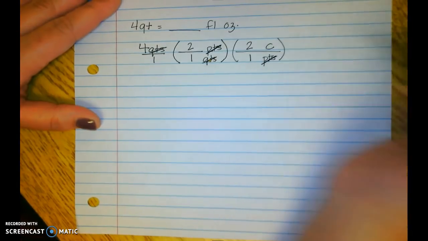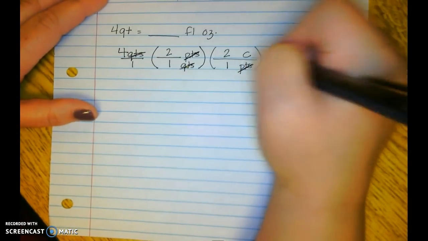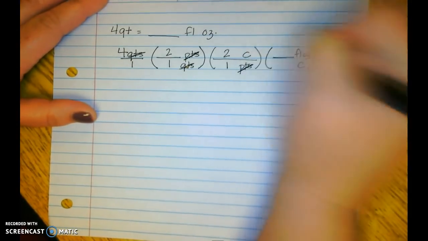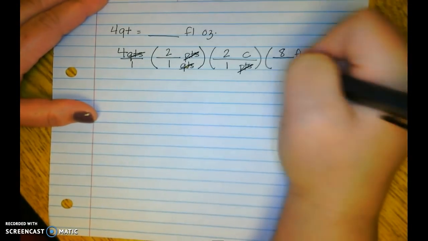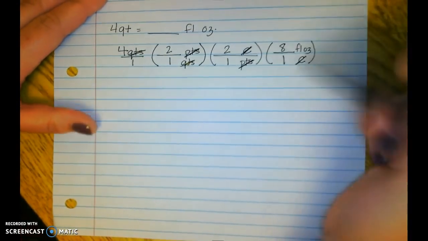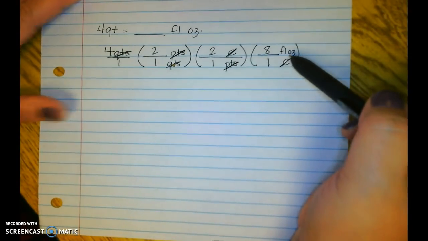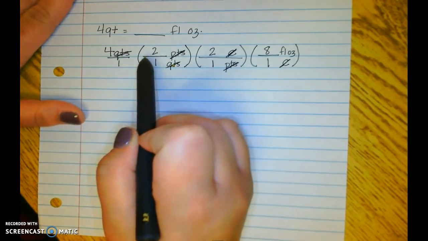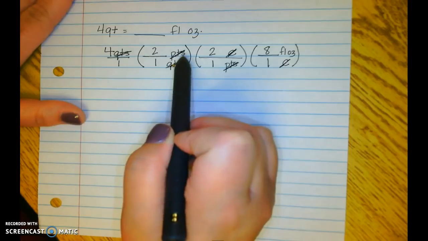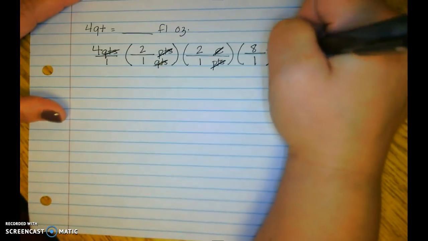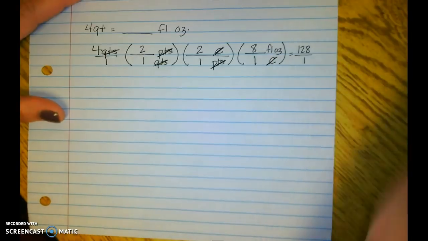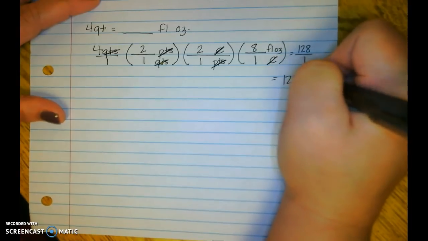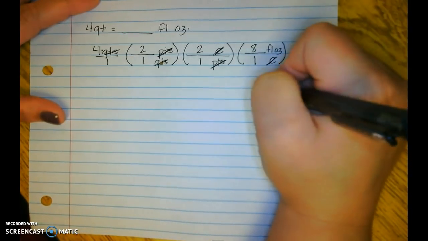So now my pints label will cancel. Still at cups, need to be at fluid ounces, so now I'm going to go from cups to fluid ounces, and there are 8 fluid ounces in 1 cup. So my cups label will cancel. I'm left with fluid ounces, so now I know that I'm ready to go ahead and solve. So 4 times 2 is 8. 8 times 2 is 16. And then 16 times 8 is going to be 128. And then across the bottom it's 1. So my final answer will be 128 fluid ounces in 4 quarts.